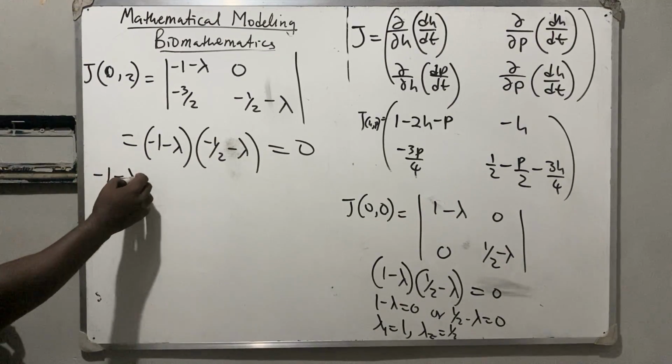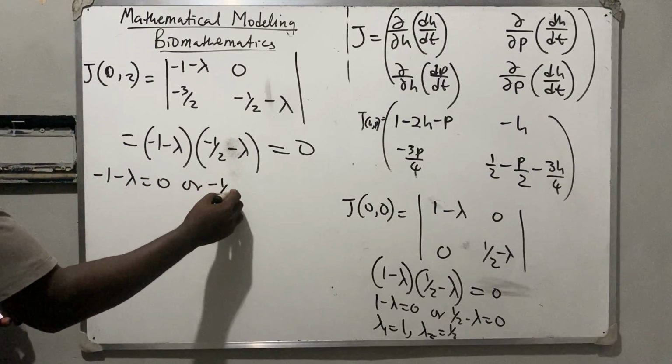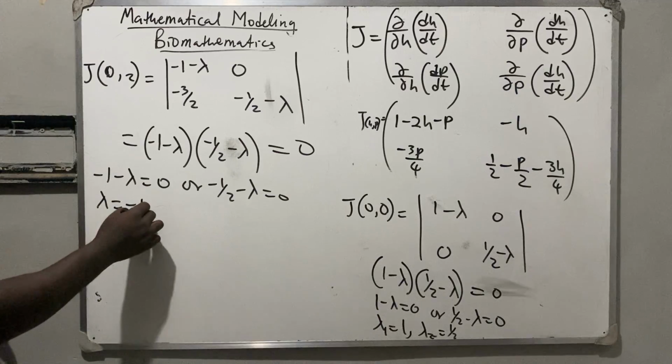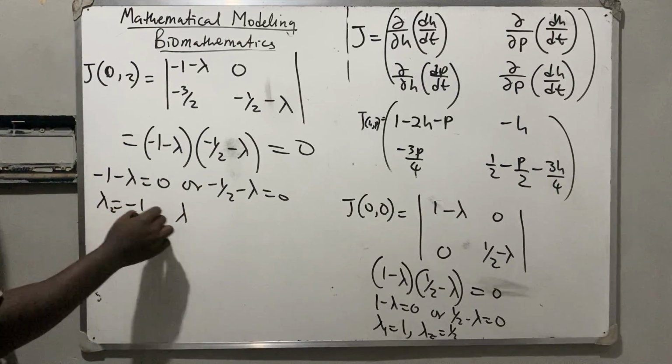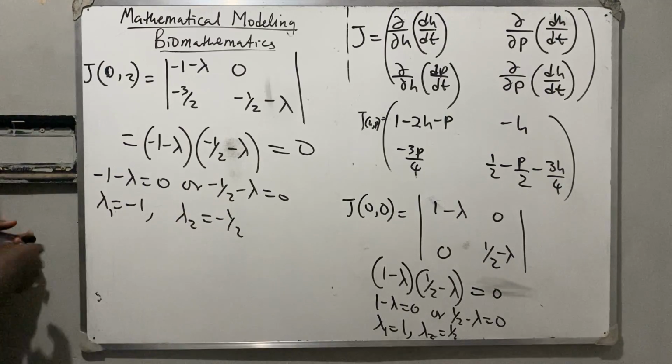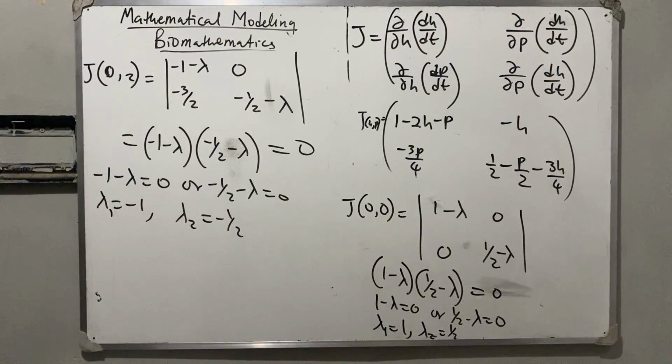So when the product of two things is 0, automatically one of them is 0. So minus 1 minus lambda is equal to 0, or minus half minus lambda is equal to 0. So therefore, lambda 1 is minus 1 and lambda 2 is minus half. So when both of them are negative, we say that it is what? It is asymptotically stable. Remember, when both of them are positive, we say that it is not stable. So when both of them are negative, we say that they are asymptotically stable.